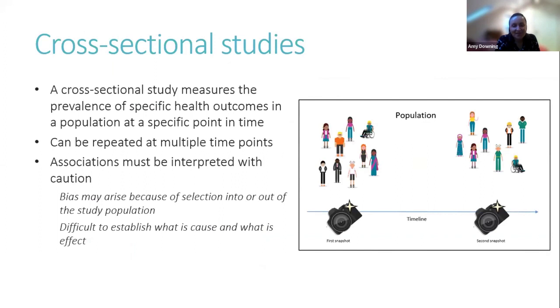The associations you find here, again, must be interpreted with caution. You can't really define causation here. You haven't got the timing of when things happen, so you can't say what is a cause and what is effect. But they can be really useful in understanding what's happening in a population at a given time and over time.